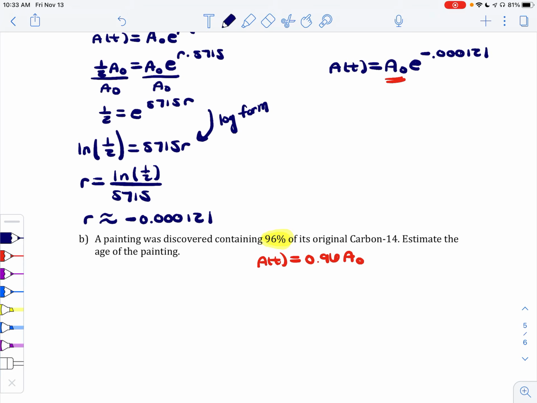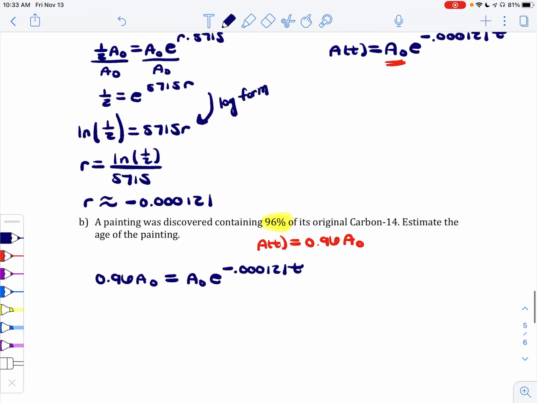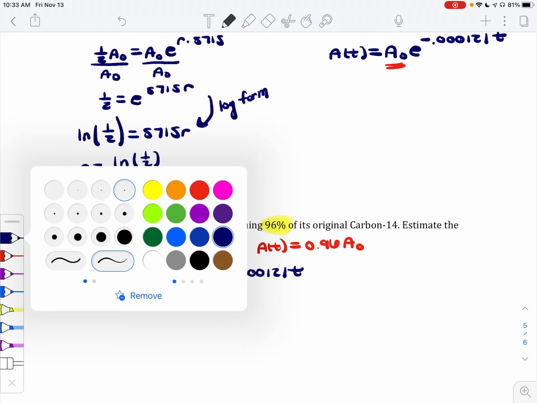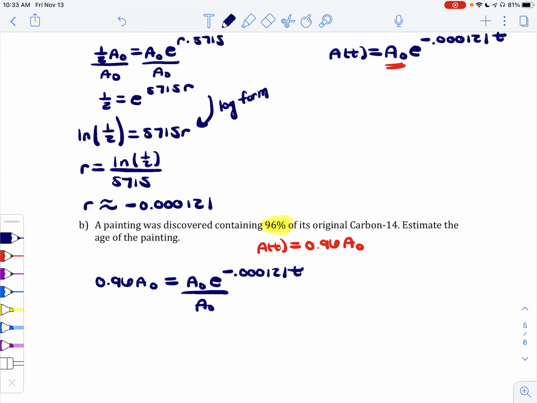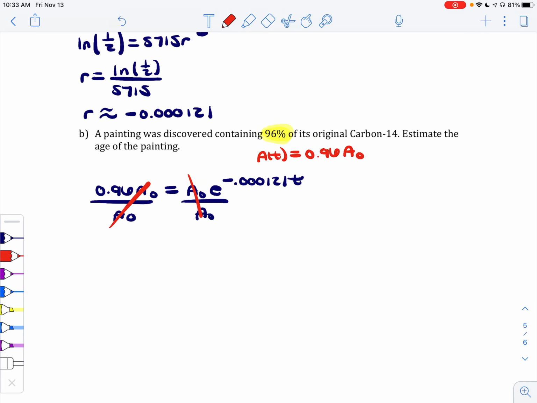So we are going to have 0.96 times A naught is equal to A naught times e to the power of negative 0.000121. Oops, and I just realized I forgot my t up here. So 0.000121 t. All right, and then just solve for t. So divide by the initial amount, which of course both of these just cancel.